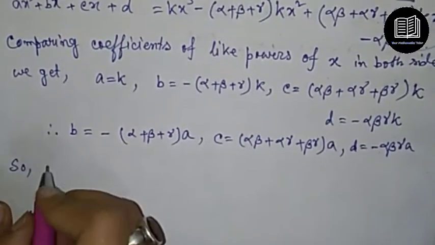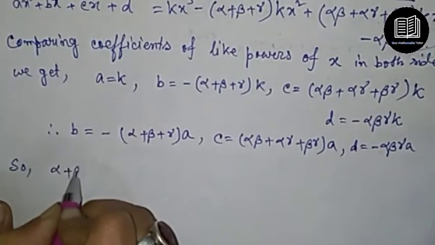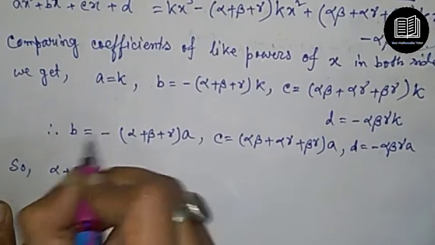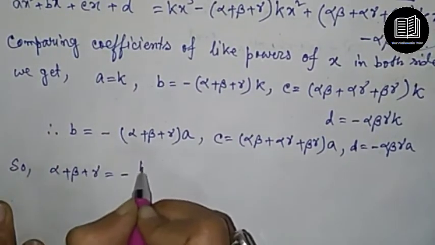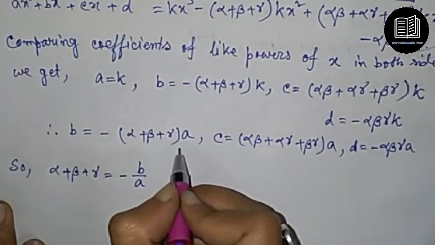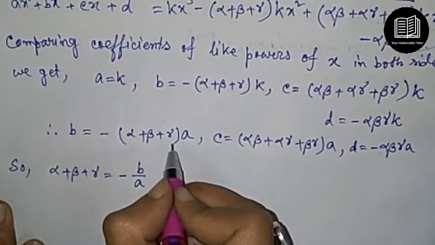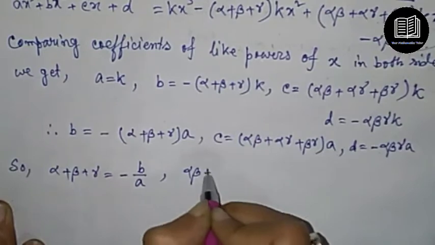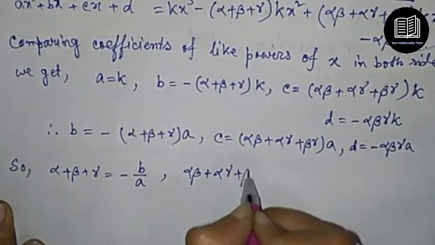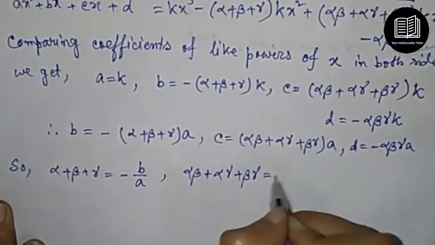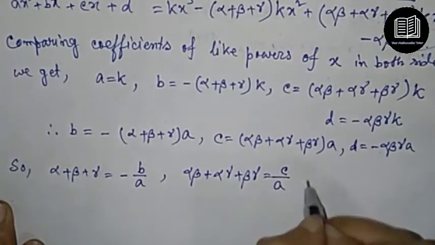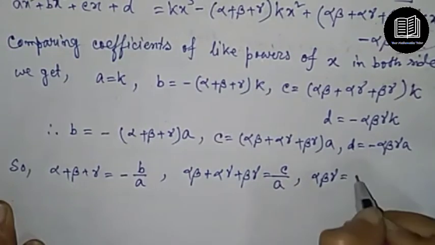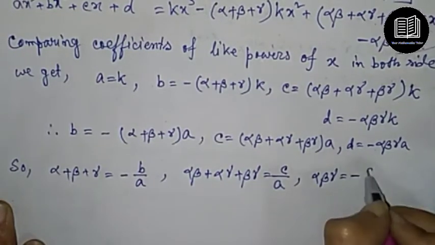Hence we can write that alpha plus beta plus gamma equals to what? Minus comes this side, minus b by a, since a is multiplied with alpha plus beta plus gamma. Similarly here alpha beta plus alpha gamma plus beta gamma equals to what? c by a. And here alpha beta gamma equals to minus d by a.